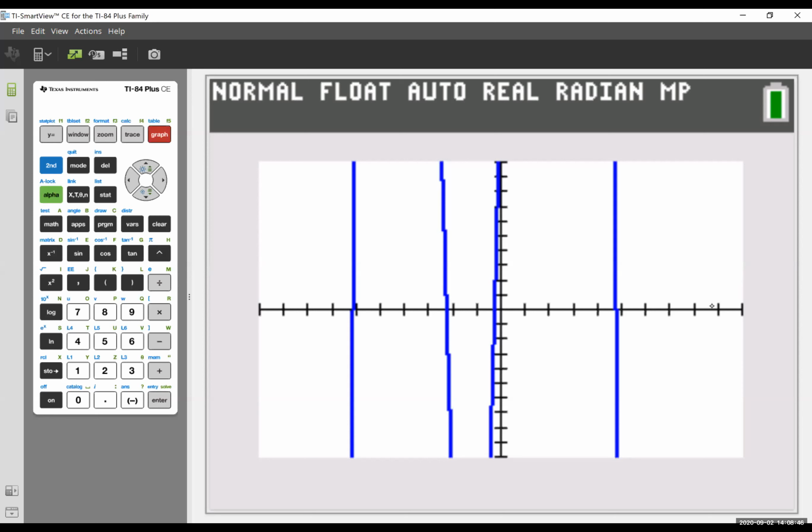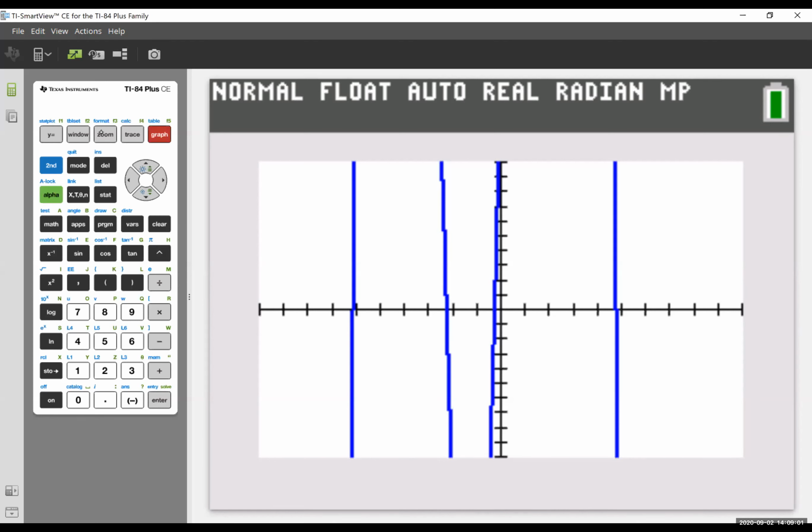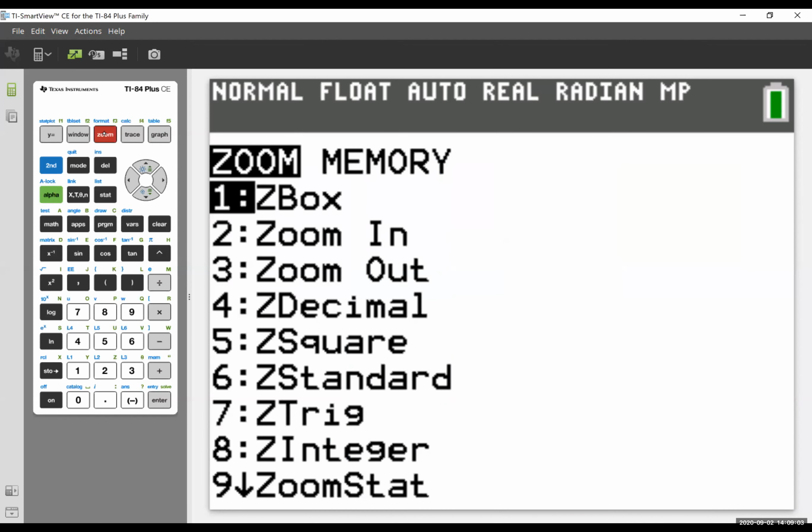There's more than one way to do this. Sometimes I just make a guess and then go with it. Some people prefer to use the zoom fit. We'll try that and then we'll have a discussion. Sometimes it helps, but then again, sometimes we still end up having to reduce and revise our window. So, zoom fit.